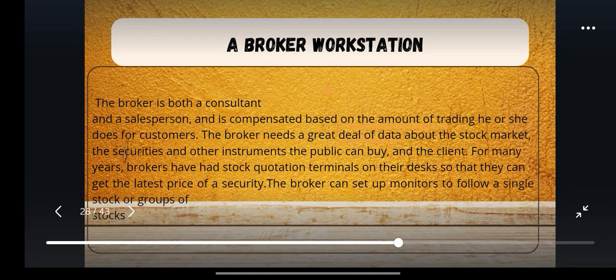So, a broker workstation. The broker is both a consultant and a salesperson and is compensated based on the amount of trading he or she does for customers. The broker needs a great deal of data about the stock market, the securities and other instruments the public can buy, and the client. For many years, brokers have had stock quotation terminals on their desk so that they can get the latest price of a security. The broker can set up monitors to follow a single stock or group of stocks.